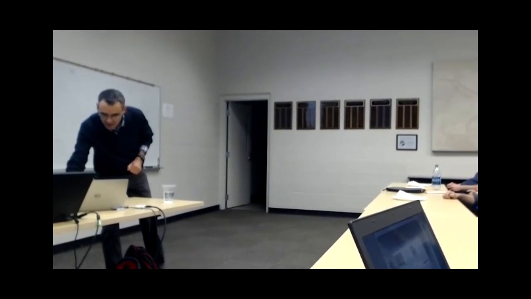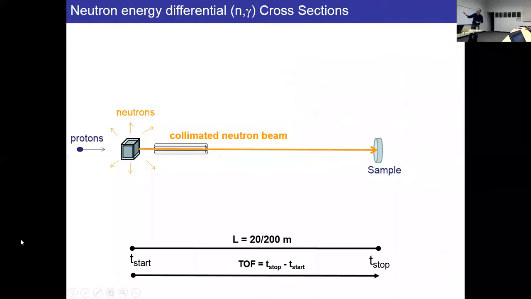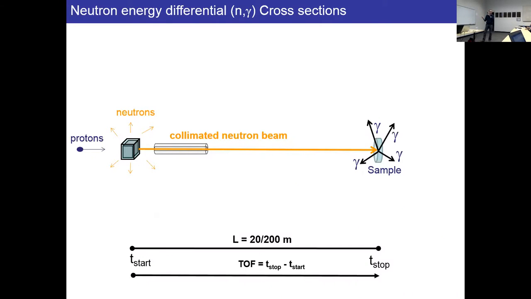Okay, and this shows schematically how we measure these cross-sections. So here we have the pulsed proton beam, the lead block, and the neutrons flying up to the sample whose cross-section we want to measure. And then we measure the cross-section by detecting the prompt gamma rays which are emitted in each neutron capture event.